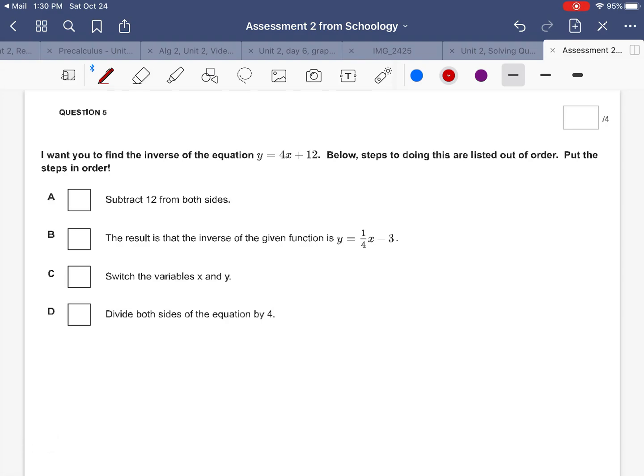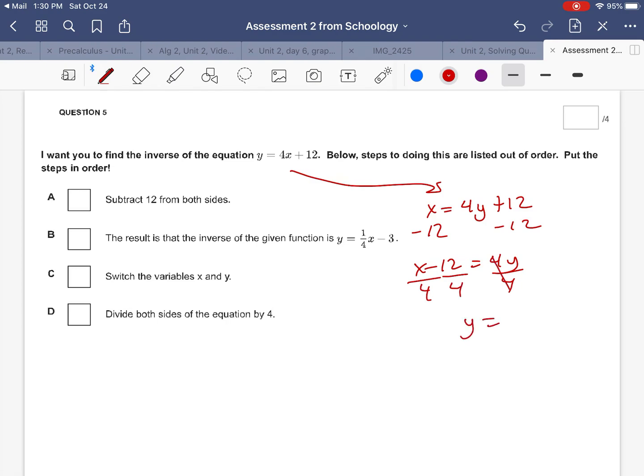So you were asked to do the steps for finding the inverse. The first thing you do when you find the inverse is you reverse the x and the y. So I should switch the x and the y. I make this x equals 4y plus 12. And then I have to resolve this for y. So I have to take away 12. So I get x minus 12 equals 4y. And then to keep solving for y, I divide everything by 4.